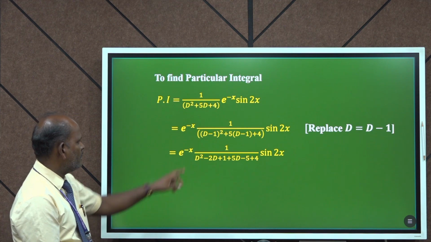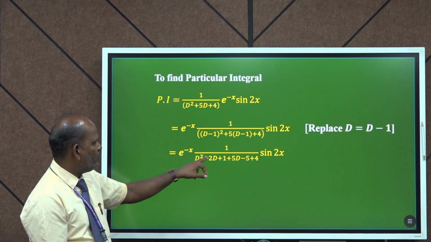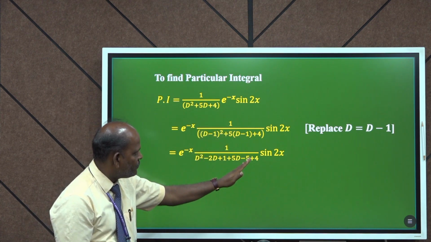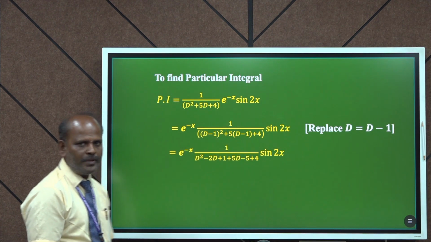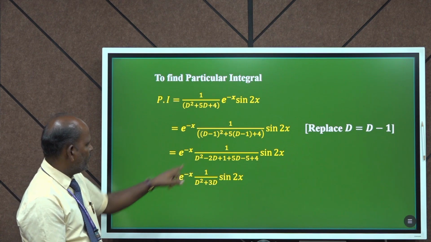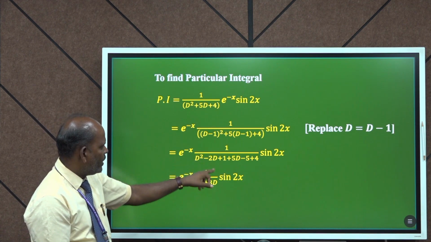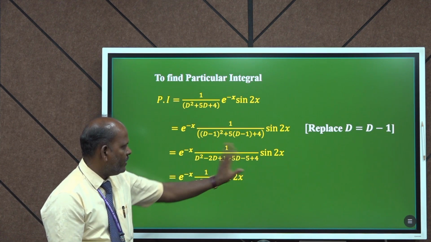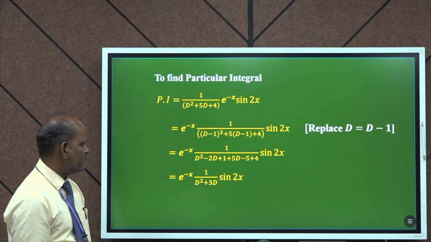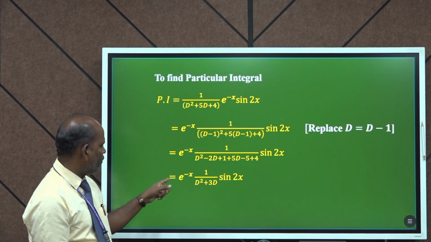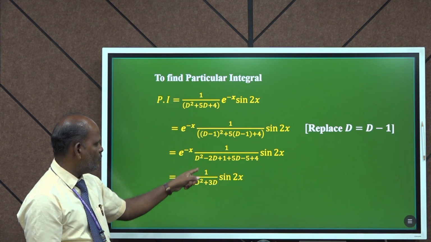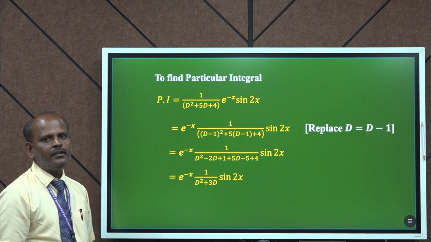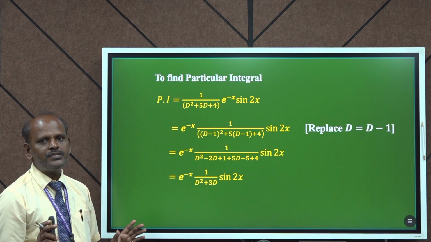And we expand (a minus b) the whole square as a square minus 2ab plus b square, plus 5 into (D minus 1) plus 4, of sin 2x. After the simplification, e power minus x, D square minus 2D plus 5D is plus 3D, and 1 minus 5 plus 4 is equal to 0, so the constant term is not available. Therefore our PI becomes e power minus x into 1 divided by D square plus 3D of sin 2x. Since D is available, our PI is not over.